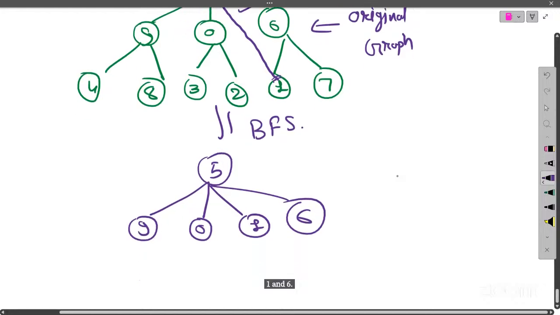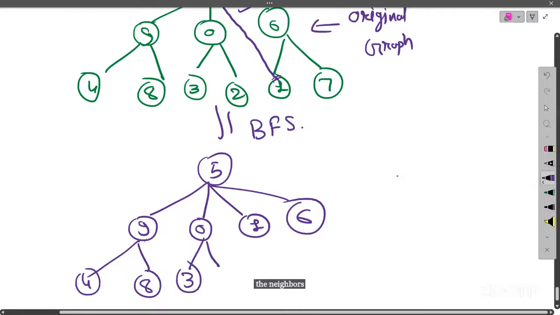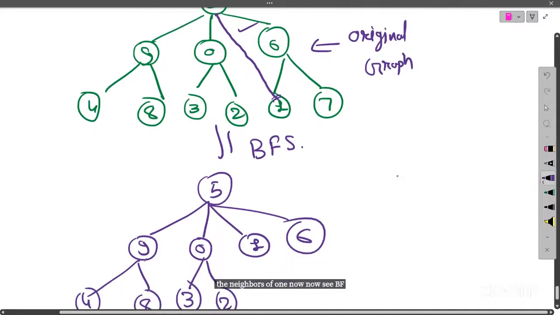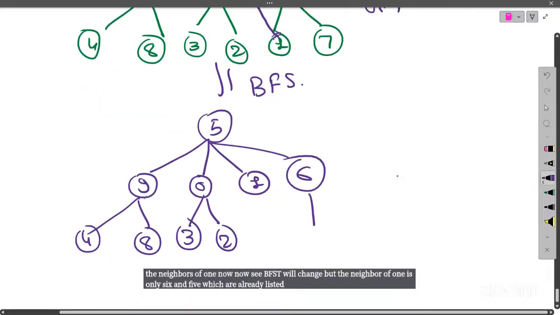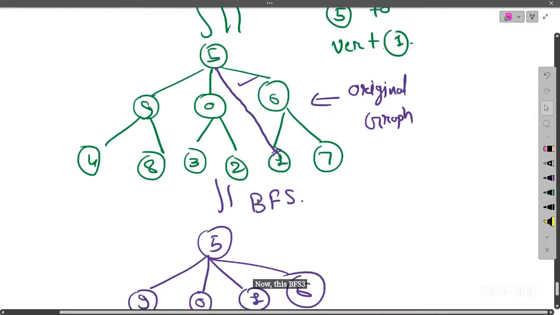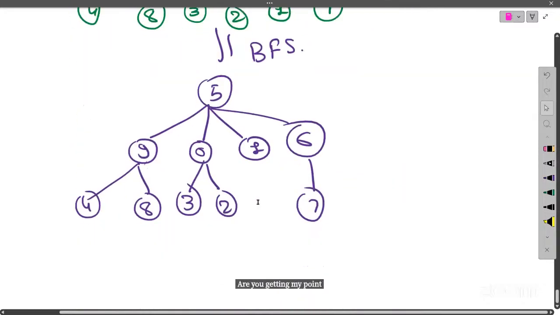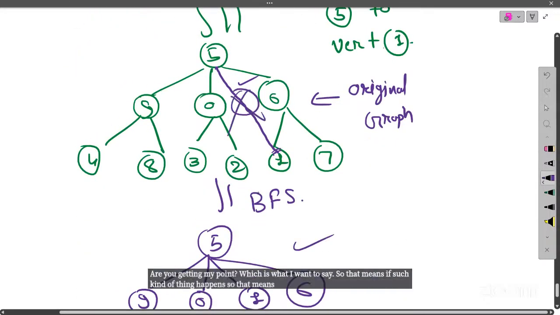Now we have to explore the neighbors. The neighbors of 9 will be 4 and 8. The neighbors of 0 will be 3 and 2. The neighbors of 1 are only 6 and 5, which are already listed. The neighbor of 6 is 7. Now this BFS tree and the original given BFS tree are different. Are you getting my point? That means this edge won't be there in our graph.